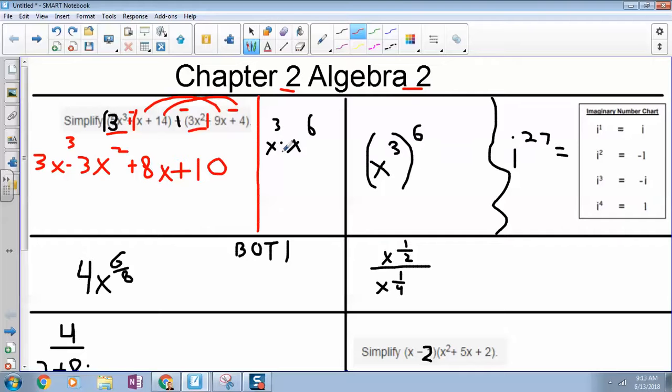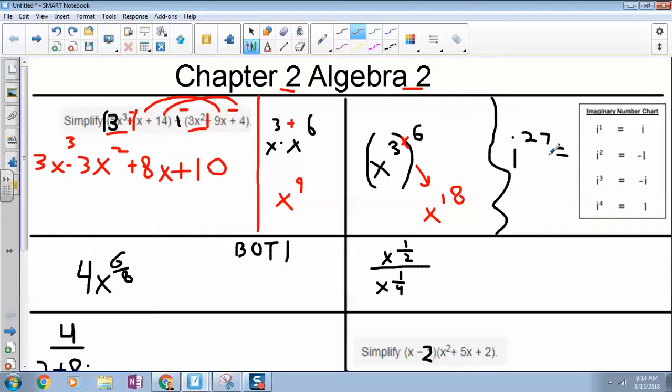So I have x to the third times x to the power of 6. Really important rule that's really easy. When you multiply exponents, you add them. So 3 plus 6 is 9. So you get x to the power of 9. This one is different. This is x to the power of 3 to the power of 6. So when you have a power to a power, then we're going to multiply. So this one would be 3 times 6, which is x to the power of 18.